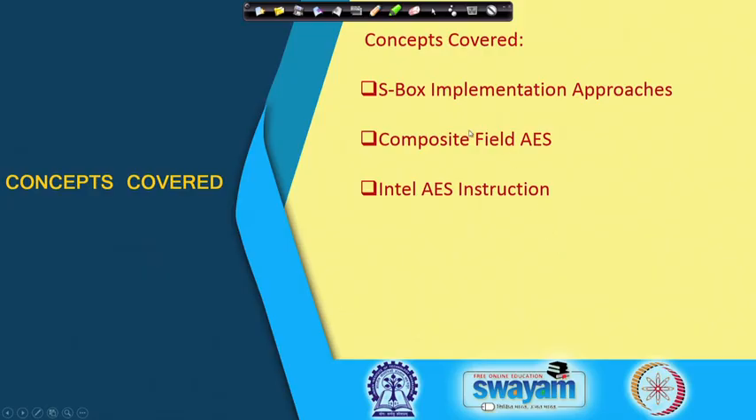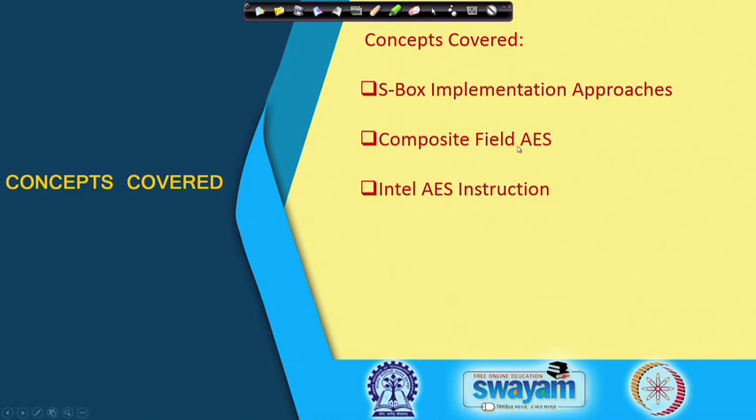The concepts that I will try to cover in today's class is to take a deep look into the S-box implementation. This is something that we shall try to cover in some of the next classes as well, and talk about getting a composite field AES, that means where the entire AES is implemented in composite fields.